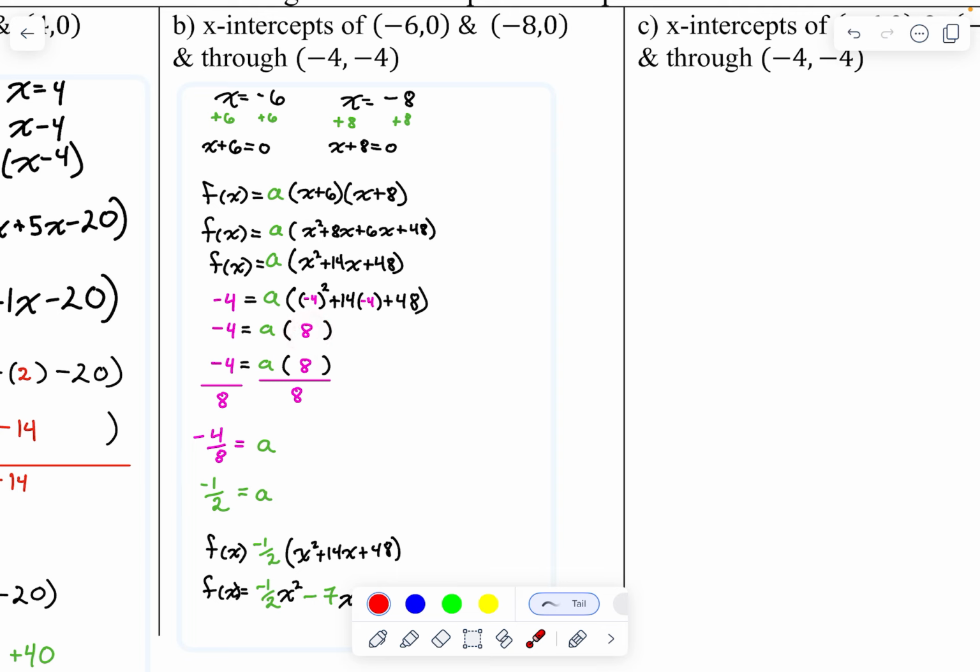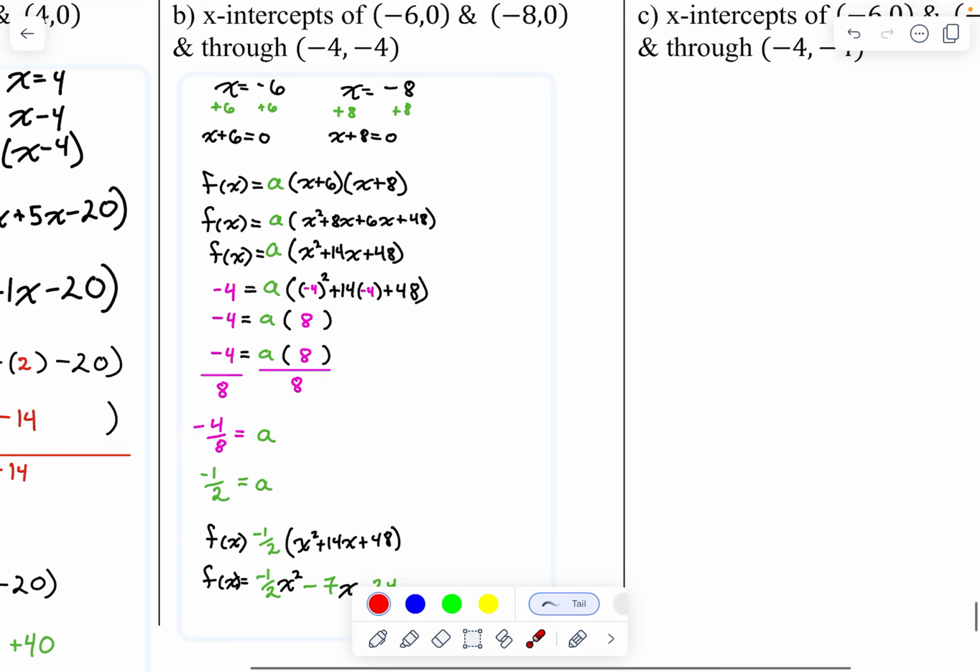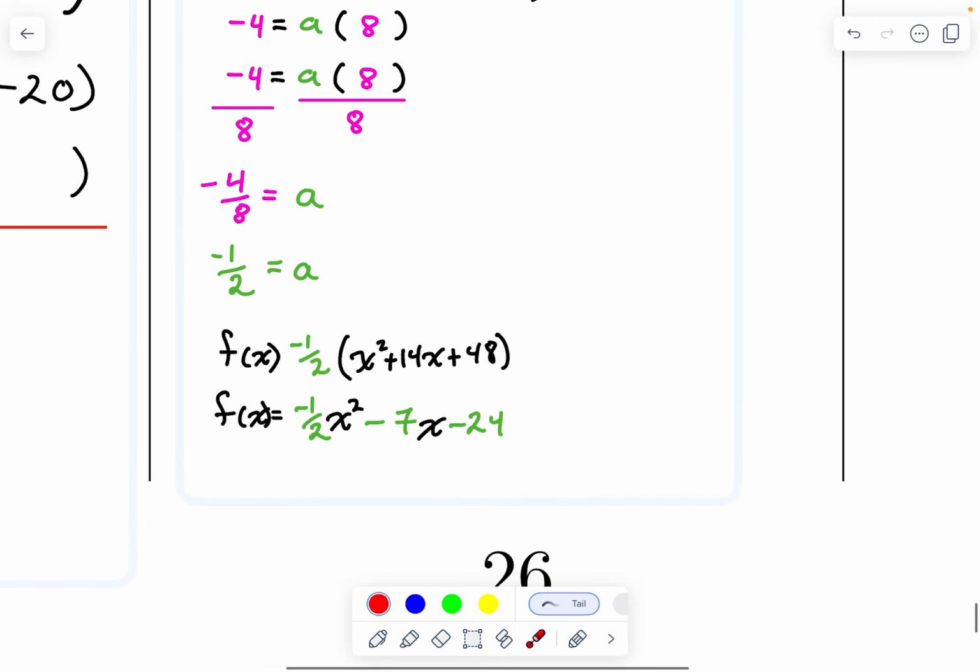I want to get a by itself, so I'm going to unmultiply by 8 by dividing everything by 8. And I get a equals -4/8. Well, we can reduce that. We'll make it a equals -1/2. And then I'm going to just write it out again and distribute the -1/2 to all three terms. So I get -1/2 x squared minus 7x minus 24.